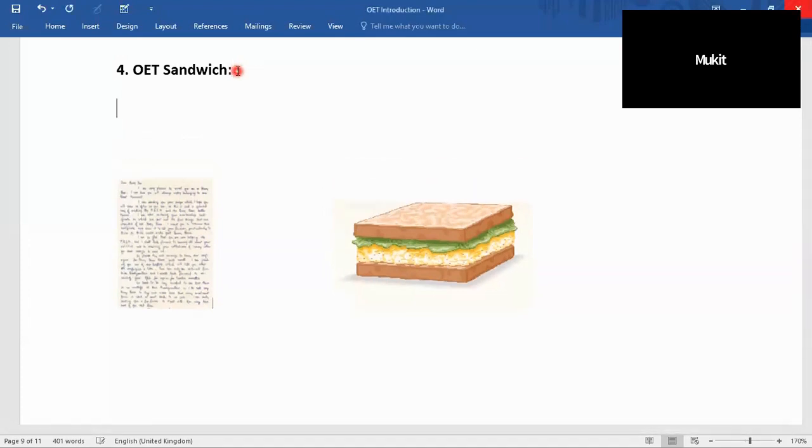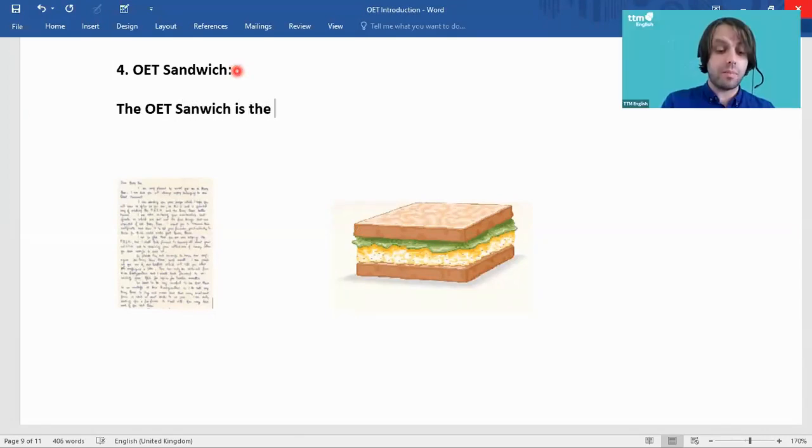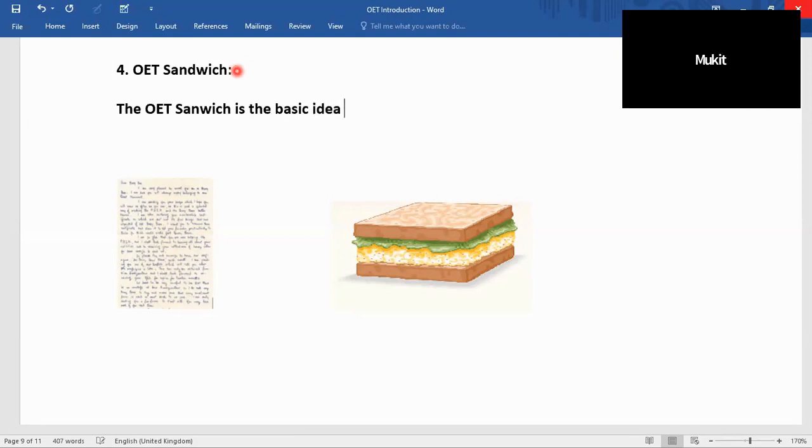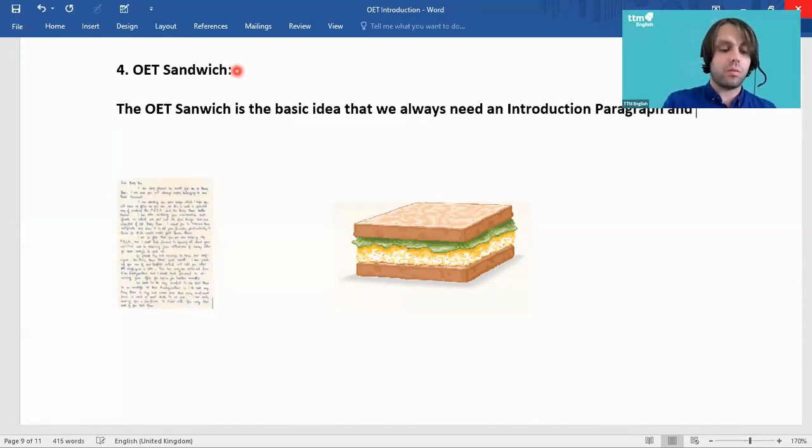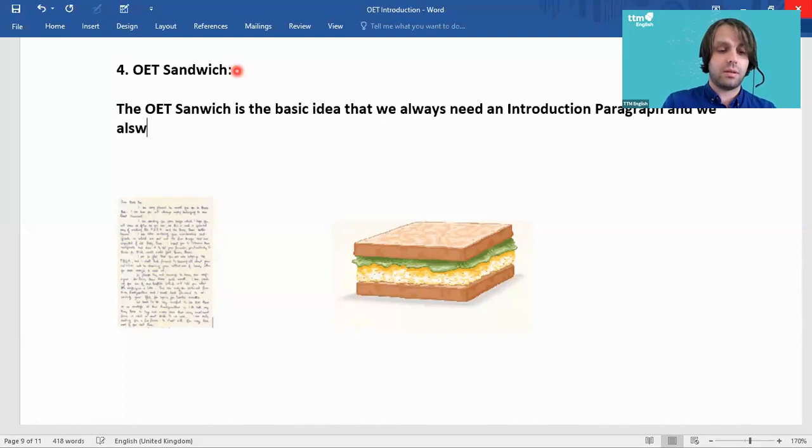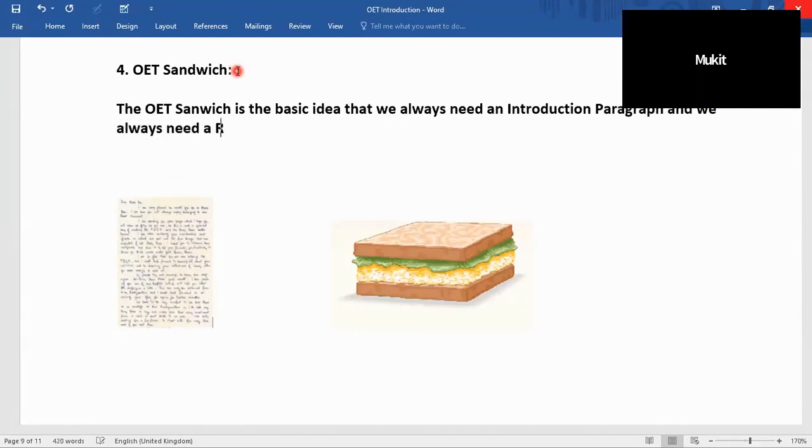We have an introduction initially. Is the basic idea. First paragraph. We always need an intro. Intro, and the last paragraph we have a request. And there's the two breads of the sandwich. We always need a request paragraph. Okay.